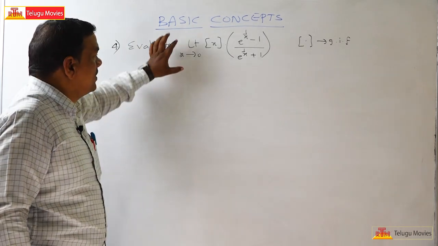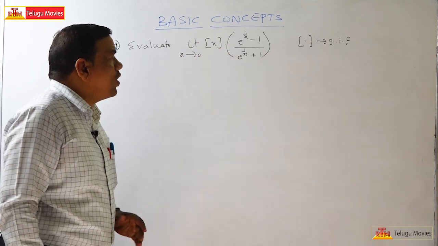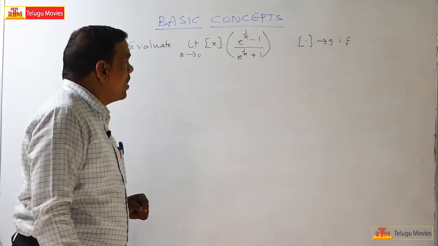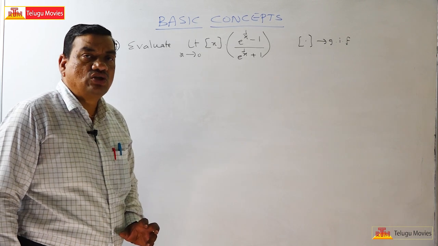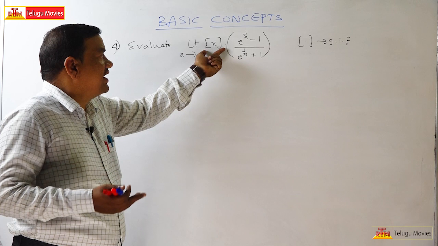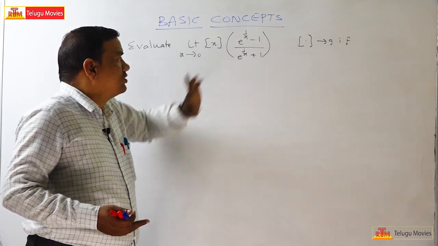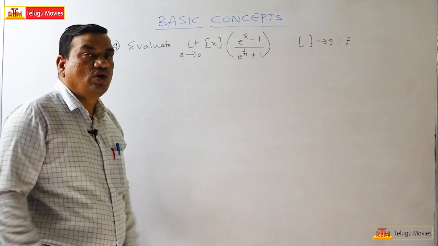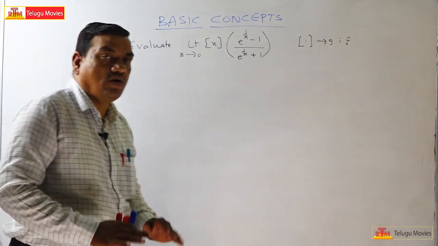See here, limit x tends to 0, step of x into e power 1 by x minus 1 by e power 1 upon x plus 1. Generally students will start doing like this. X tends to 0 means they will substitute 0 wherever x is there, here also 0, here also 0. Therefore step of 0 is 0, therefore the total answer is 0. Like that they will keep the answer 0, but it is wrong.